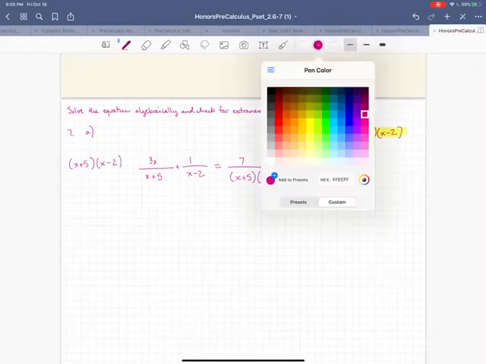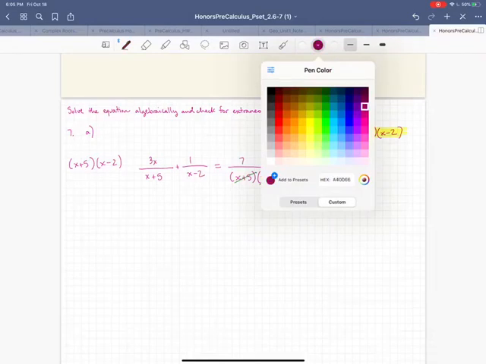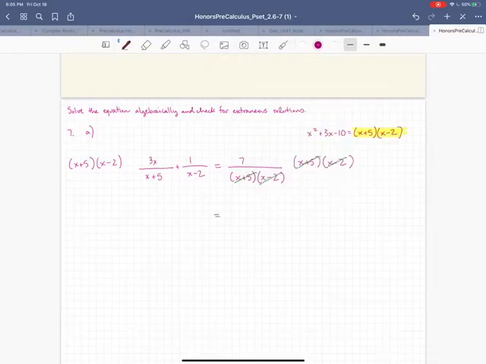So let's start with the easier side. If I do this on the right, my factors of x plus 5 in the numerator and denominator cancel. My factors of x minus 2 in the numerator and denominator cancel, leaving me with 7. And then on the left, I'm going to distribute this product to 3x over x plus 5 and to 1 over x minus 2.